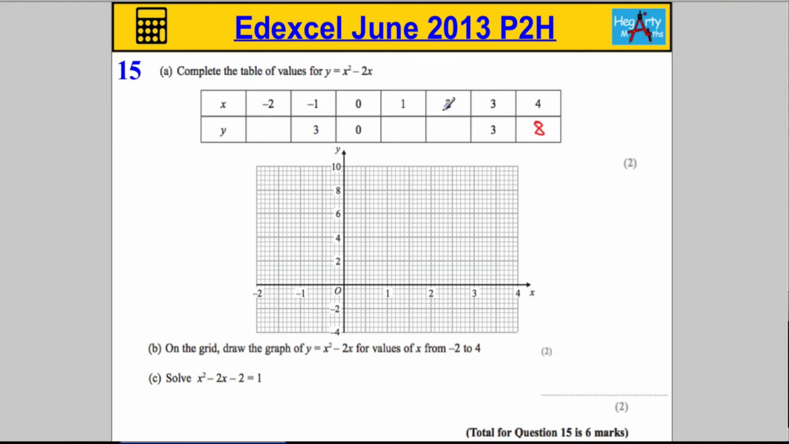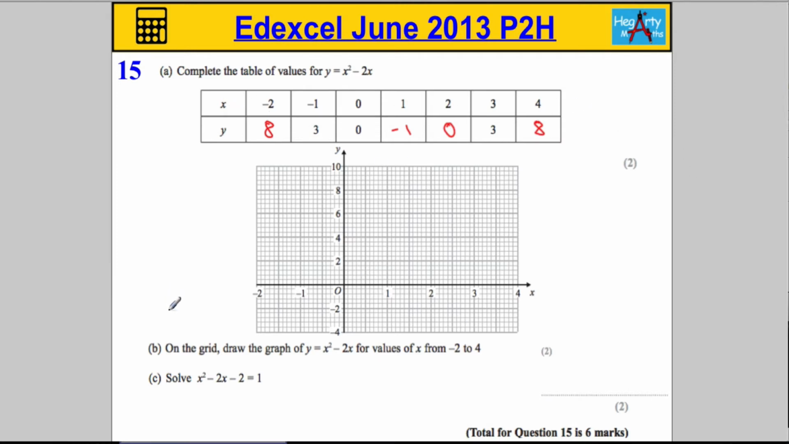Now I'm just going to work these out in my head. 2 squared is 4. 4 subtract 2 times 2, which is 4, is going to give me 0. 1 squared is 1. 1 minus 2 is going to give me negative 1. Negative 2 squared is going to give me positive 4. And then negative 2 times negative 2 is going to give me positive 4. So we're going to get an answer of 8. Now you could use your calculator to check them out, but they are the correct values.